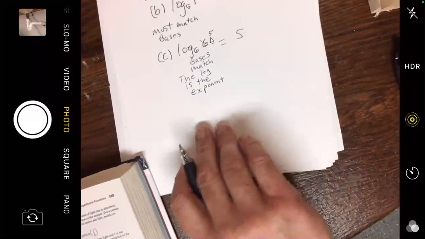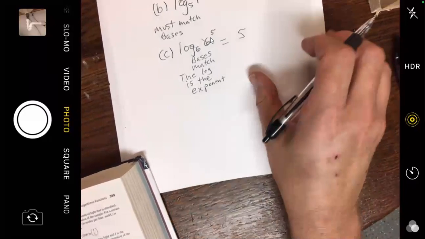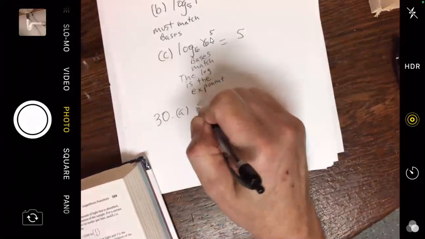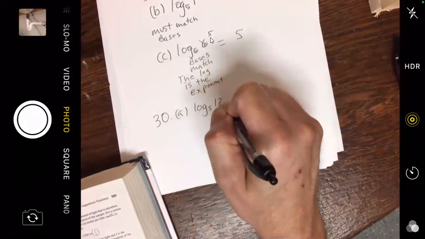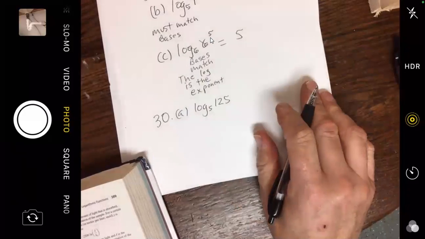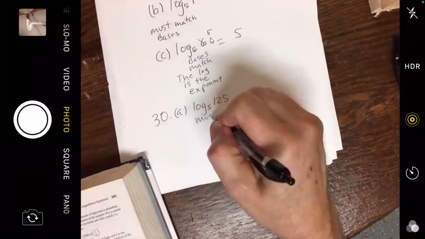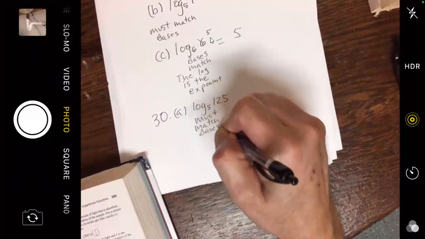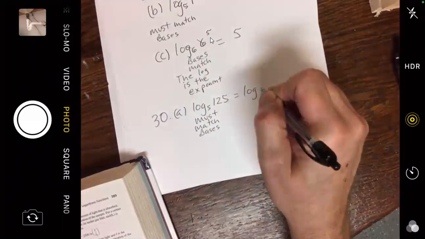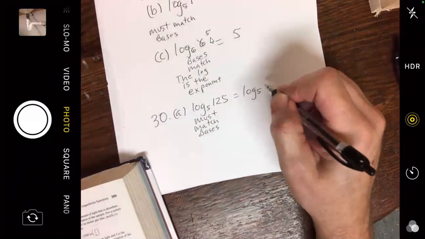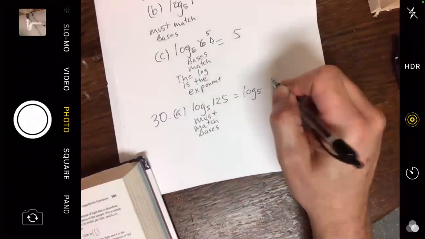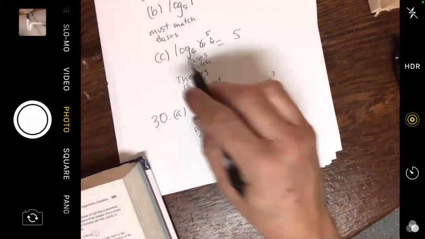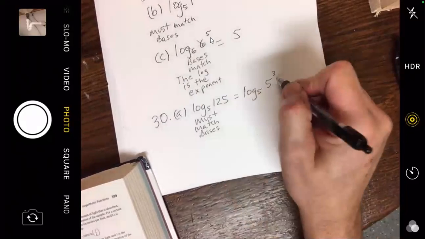If you want to see maybe a trickier one, try one like number 30. A, log base 5 of 125. Okay, you must match the bases. Well, that's log base 5, and 125 would be 5 times 5 is 25 times 5 is 125, which would be 5 to the 3rd. And now it works exactly like these. 3.